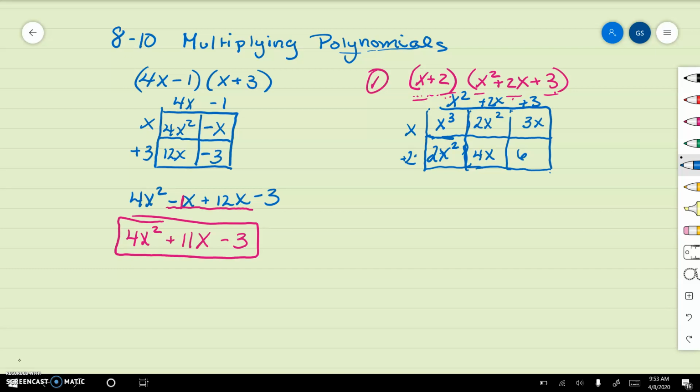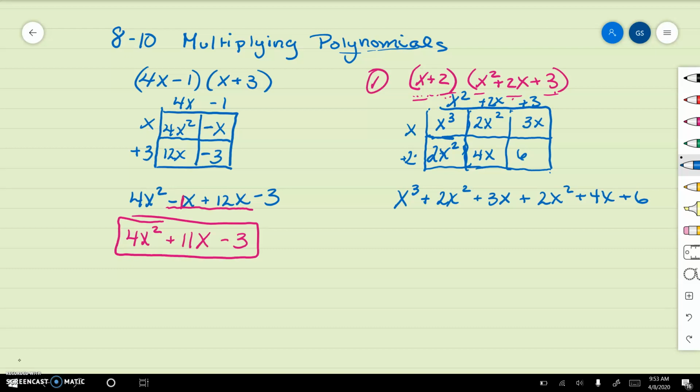Okay, so now we are going to bring everything out of the box. So we have x to the third plus 2x squared plus 3x plus, oh, another 2x squared plus 4x plus 6. Oh, a lot of terms. 6 terms. Okay? Guess what? Because that's 2 times 3. 2 terms times 3 terms.